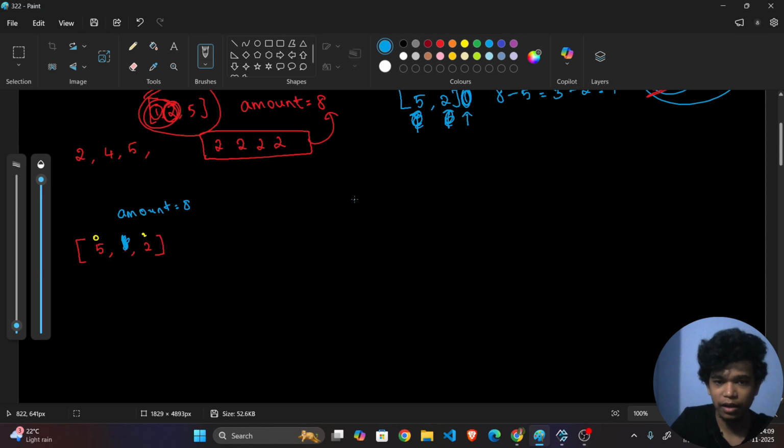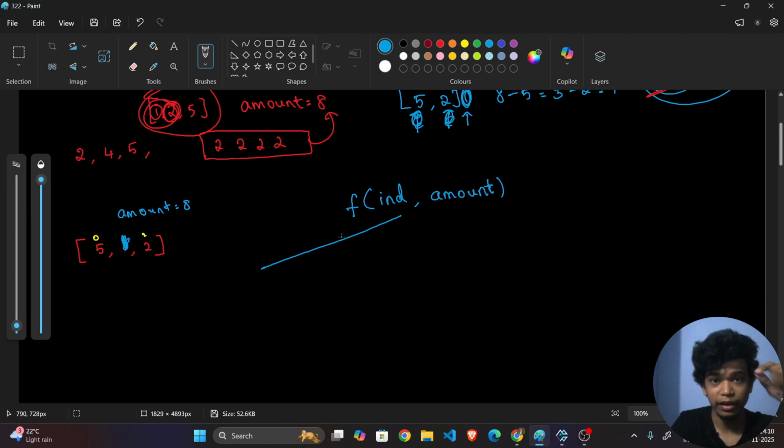Initially I will have a function with where I am currently lying. Whether I am lying at the 0th index or at the first index, like that. Can you understand this? So this is going to be one part. The next part is going to be the amount I have. Now how am I going to split this recursion into 2 kinds of subproblems? If I am pointing towards the 0th index, I can either take this index 0 or not take it. So I have 2 choices: one is not take, another one is take.